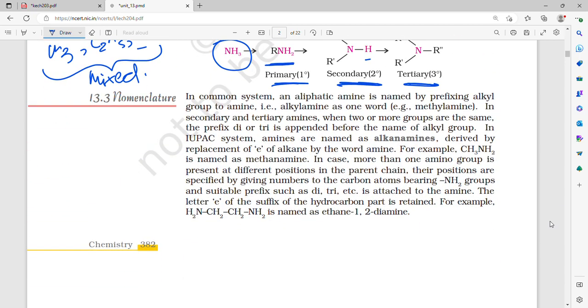Now nomenclature. In the common system, an aliphatic amine is named by prefixing the alkyl group to amine, that is alkylamine, one word. Example, methylamine. In secondary and tertiary amines, when two or more groups are the same, the prefix di or tri is appended.